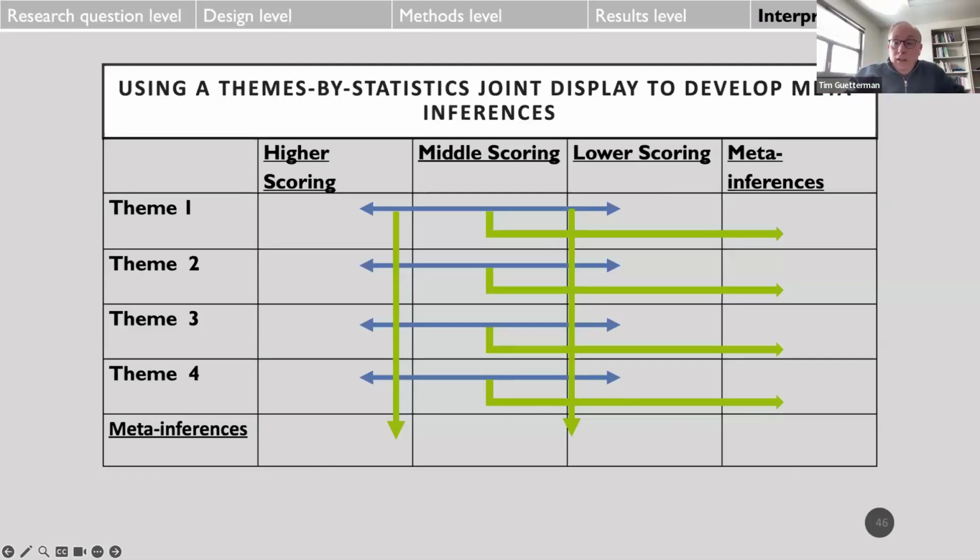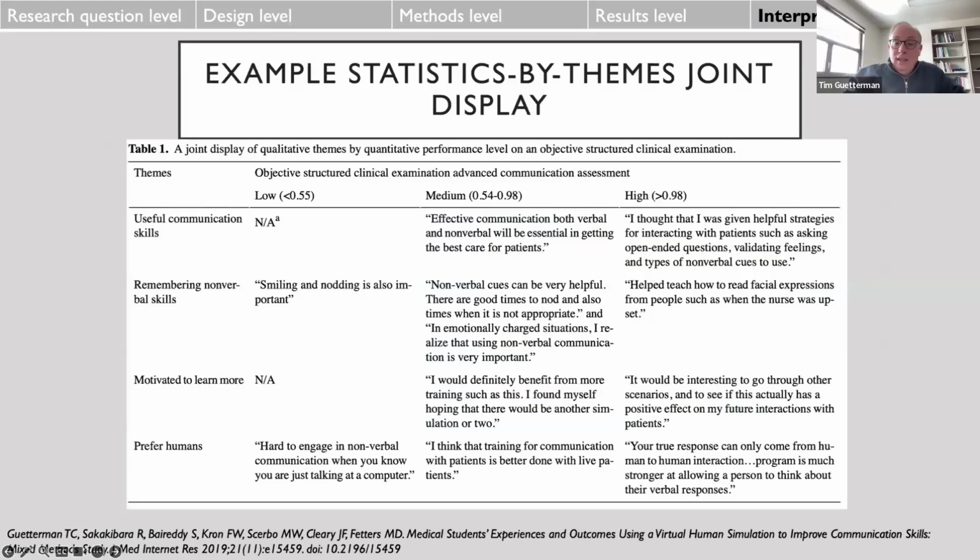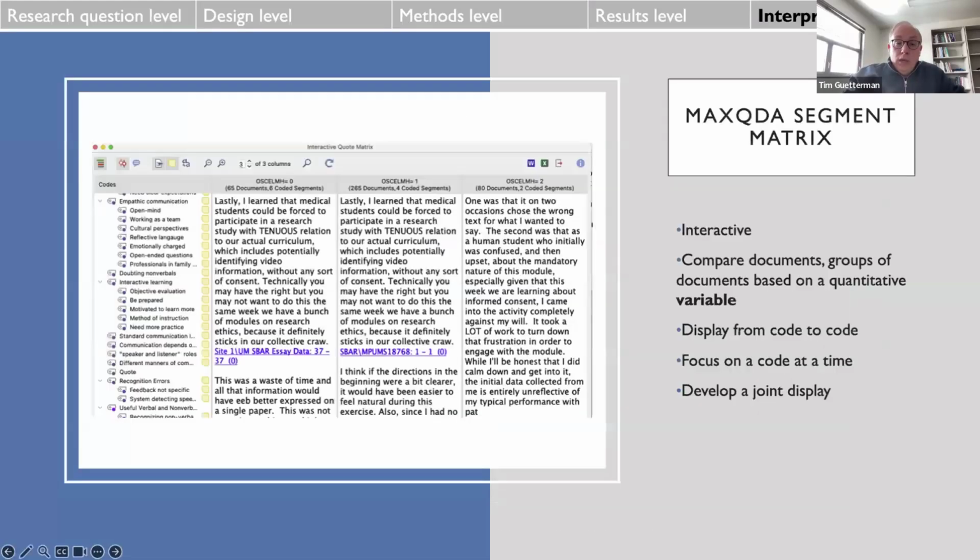In order to develop this joint display and to conduct this analysis, we use the segment matrix in MAXQDA. And this is just an excerpt of the segment matrix. So what's really valuable is that you can import document variables, and that's what we did, to all of our qualitative data. So we had qualitative data for every individual in this study, but I could bring in their quantitative scores. We also had some pretest measures, demographics. And then at that point, it unlocks the ability to use things like crosstabs in the segment matrix.